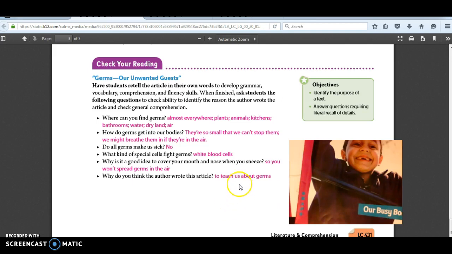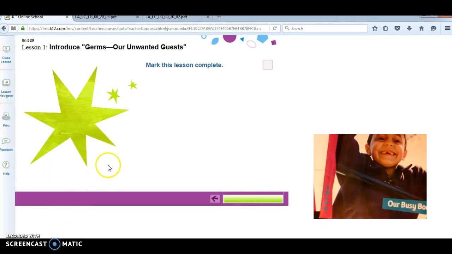At this point, we have finished lesson 1. You may choose to continue with lesson 2 later during the day, or you may choose to do lesson 2 on a separate day. I will pause and mark lesson 1 complete, and then in our next video, we will move to lesson 2.